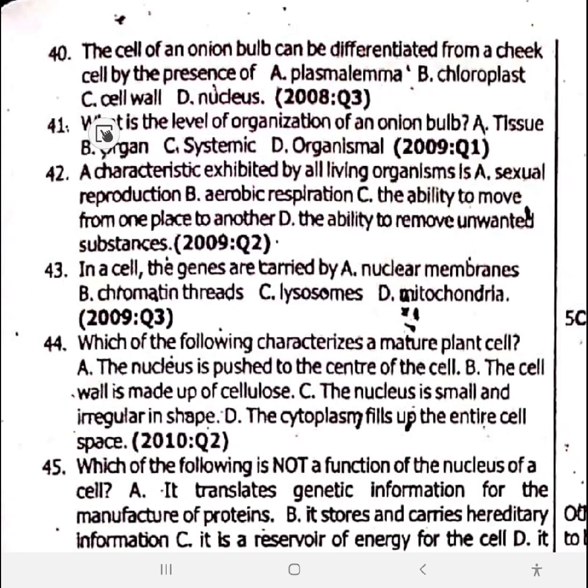41. Which is the level of organization of an onion bulb? An onion bulb is an organ. It's a complete organism. The reason for this is this, right? The onion bulb comprises the root system and the shoot system, which thereby makes it a full organism.